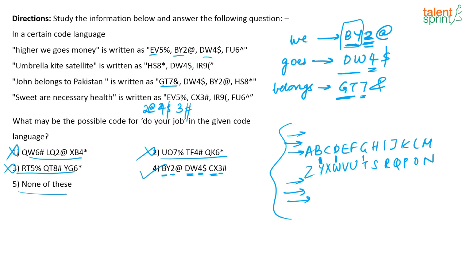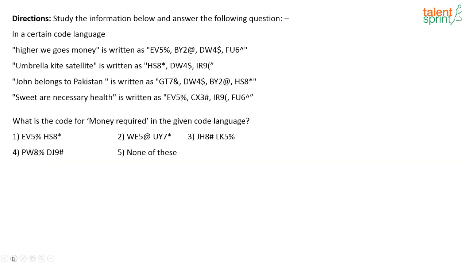But in the examination, if you are not able to get this logic and you don't have time, the best thing is to mark option 4 as your answer and move on to the next question. But that's a chance that you are taking. But this is easy, look at these alphabets, there is some similarity between them, we are able to find it out. Okay, next. What is the code for money required in the given code language?